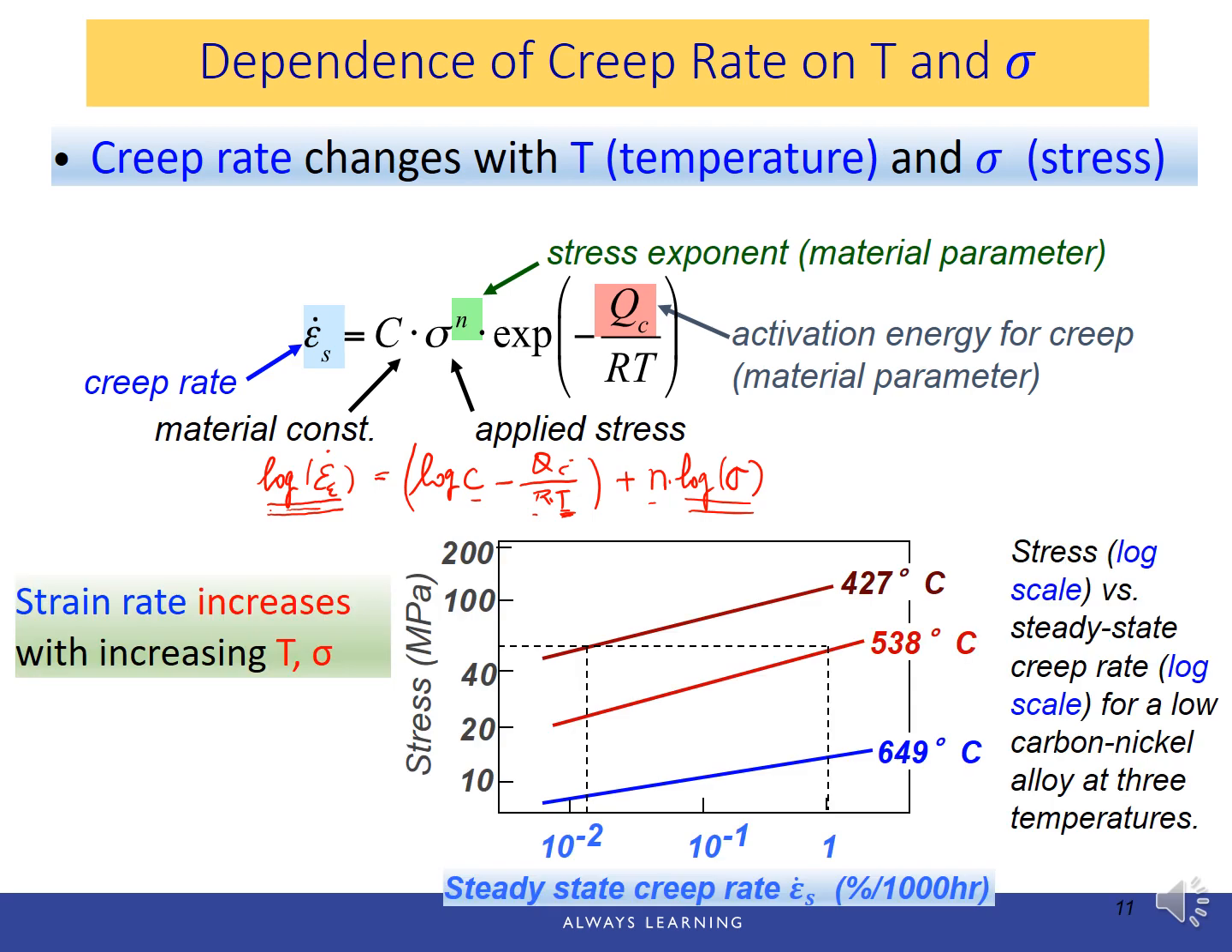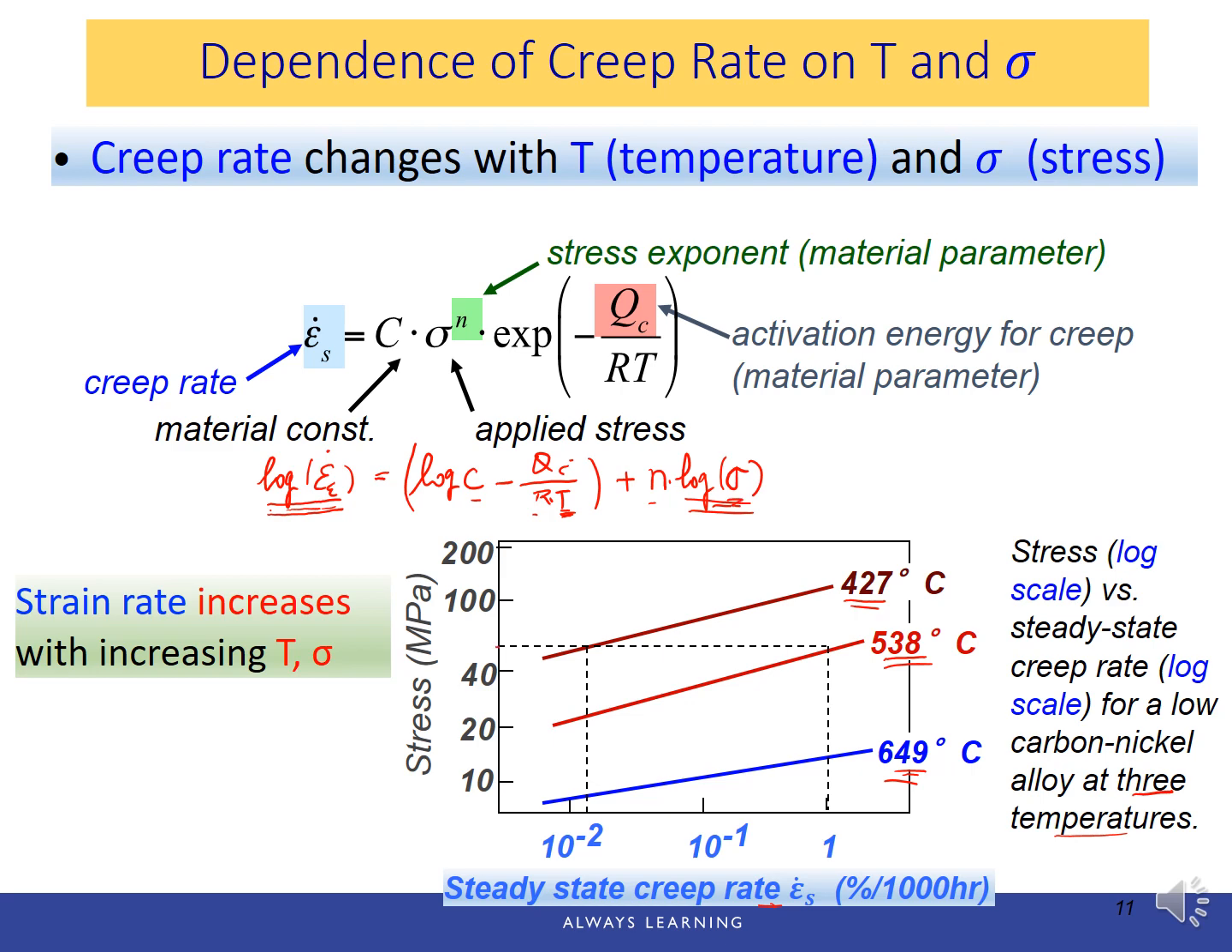For example, this is the stress versus steady-state creep rate for a low carbon nickel alloy at three different temperatures. First we take the creep test at 427 degrees Celsius. We get a set of data and plot the corresponding log creep rate versus log applied stress, and this is the line we get. Then we change the temperature to another value, which is 538. We do another plot, and lastly we increase the temperature further to 649 degrees Celsius and get another line.